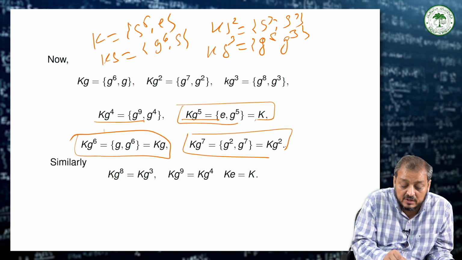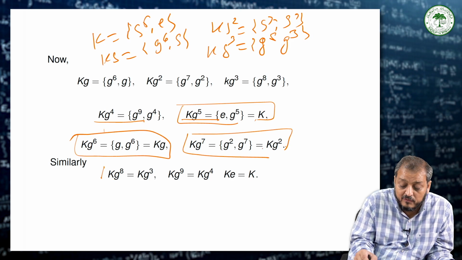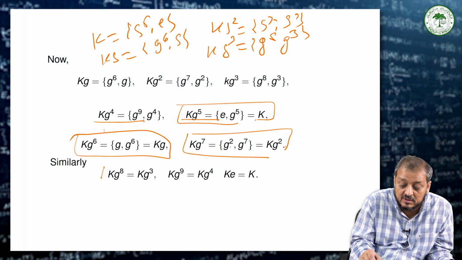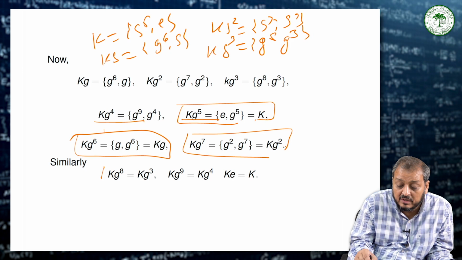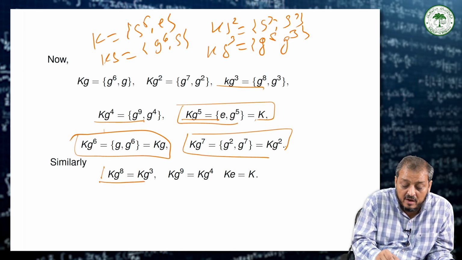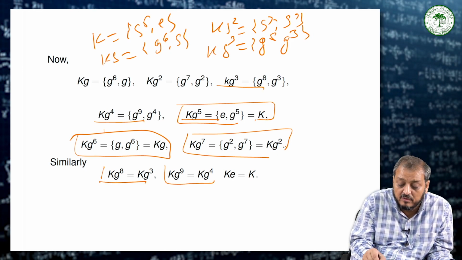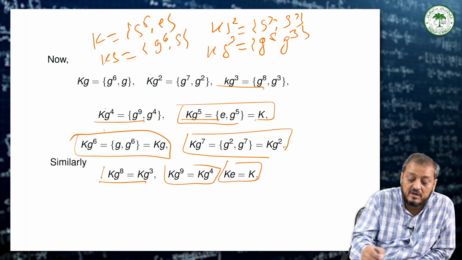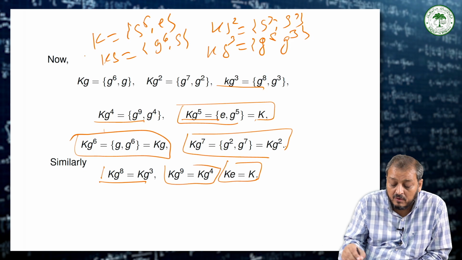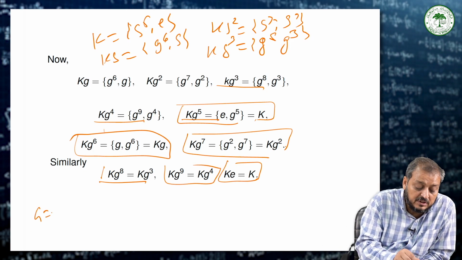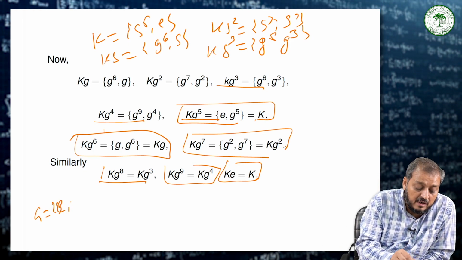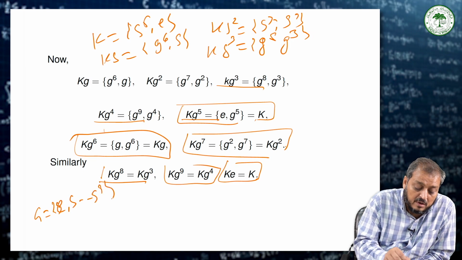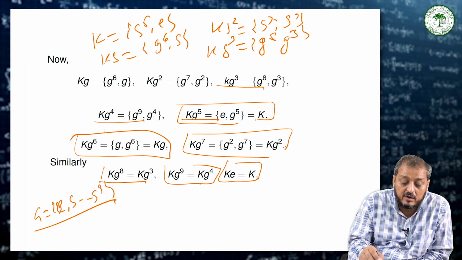Then if we get kg to the power 8, that is equal to kg square, and kg to the power 9 is equal to kg to the power 4, and k of e is equal to the identity. So we have to calculate all the elements of G, because G has the identity and g to the power 9, and we have to calculate all these things.